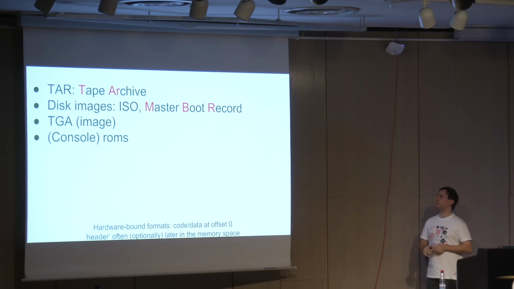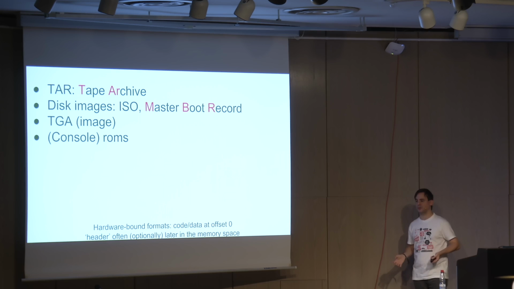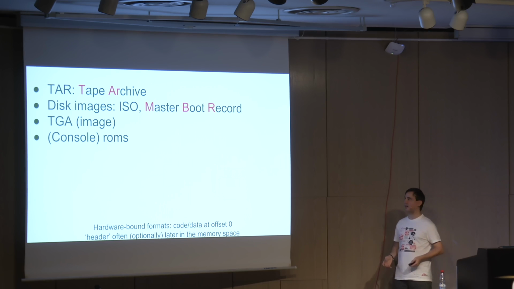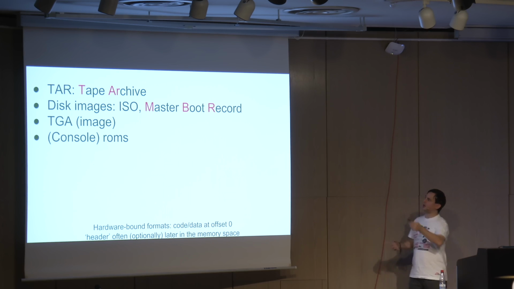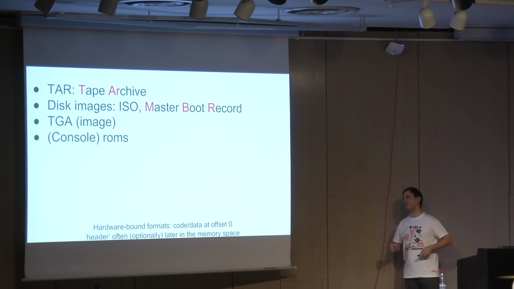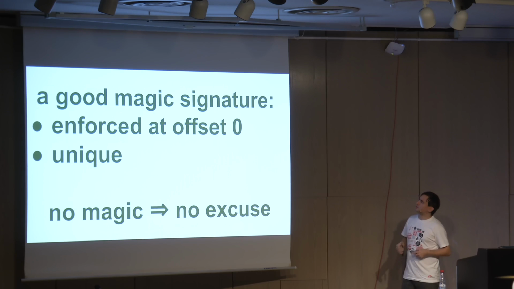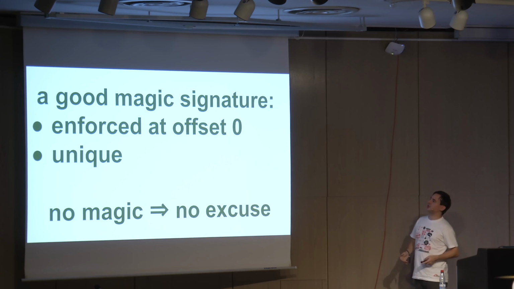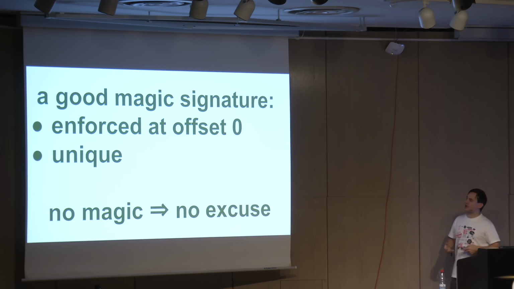A few formats were bound to hardware, and usually when you have a memory range to be executed by a special chip, they don't want a header there. So basically, tar, ISO, MBR, even TGA did start directly with the data, and optionally they have a header that is later in the memory space. So those formats have an excuse because they are bound to some hardware not to have a magic at offset 0. But in general, a good magic signature should be enforced at the offset 0 and unique.